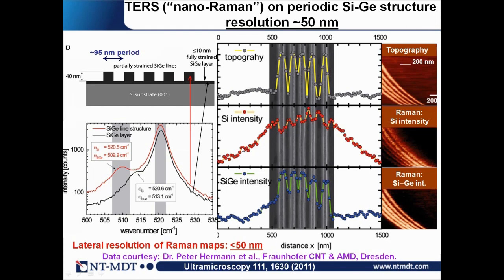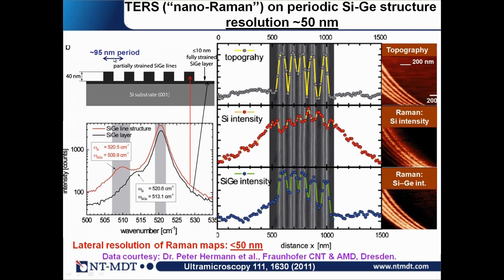TERS mapping with the NT-MDT instrument has also been successfully applied to semiconductor structures. Here is a periodically patterned silicon germanium layer on a silicon substrate, and in different areas with different thickness, the crystal lattice of silicon germanium is supposed to have a different stress state. The period of the structure is well below the diffraction limit.